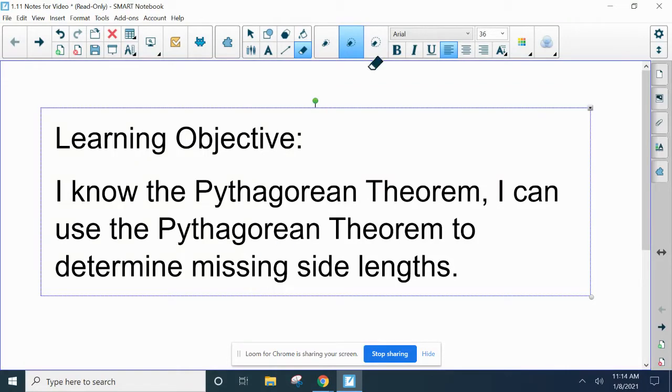All right, so today our objective is that you're going to know what the Pythagorean theorem is by the end of this lesson, and you'll be able to use it to determine missing side lengths.